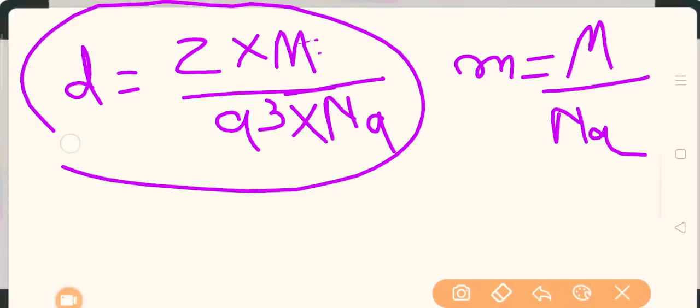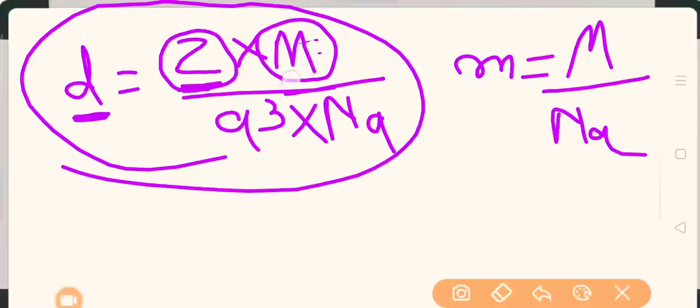So this is our final derived equation, where we have 5 different quantities: density of unit cell, number of atoms in unit cell, atomic mass of constituent particles, volume of unit cell, and Avogadro number. We have total 5 different values here. So this is the derivation of the given equation. If you have any confusion regarding this derivation, you can ask me.